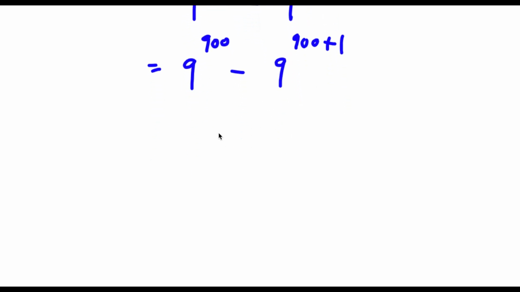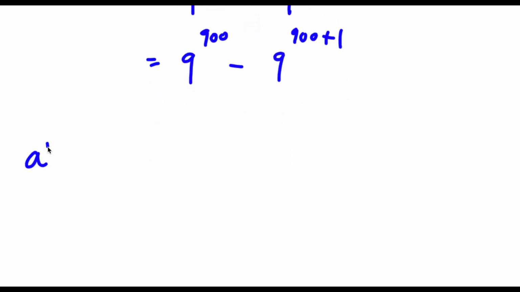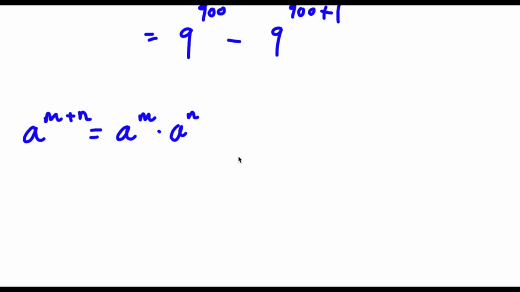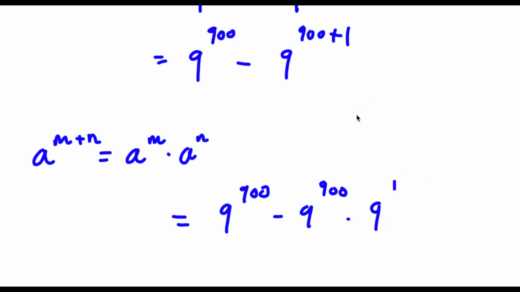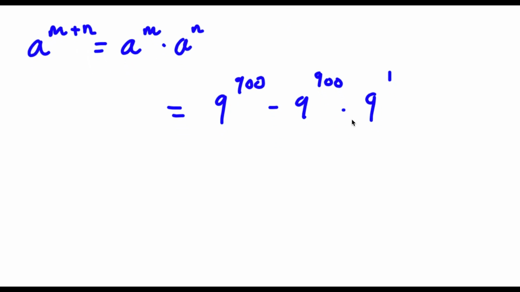Now, if I have something in the form a to the power of m plus n, this is the same thing as a to the power of m times a to the power of n. So 9 to the power of 900 plus 1, that's going to equal 9 to the power of 900 times 9 to the power of 1. And now, because both of these terms have 9 to the power of 900 in them, I can simply factor out 9 to the power of 900.